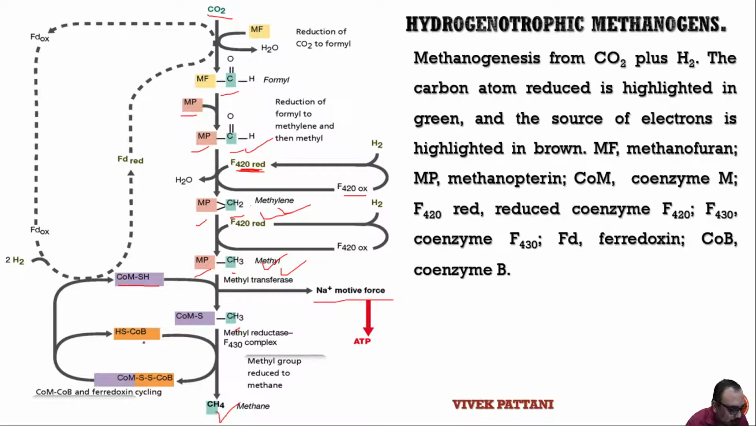At the same time, coenzyme B complexed with the HS will be joining coenzyme M for the complex. This is where ferredoxin cycling occurs.